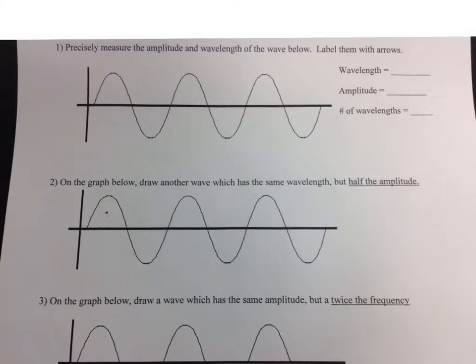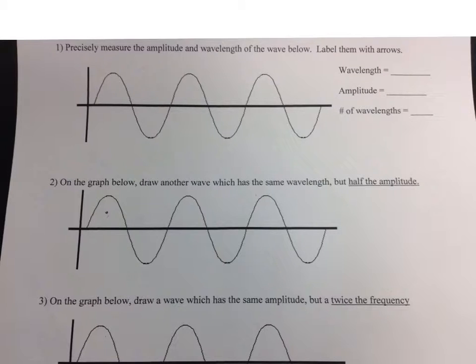Okay, so you were given an opportunity to take a look at these different graphs, and based on the question, to answer with your partner. And then you were given an opportunity to go to different types of waves and answer those as well. I'm going to answer these for you, and I'll post them hopefully tonight if you still have any questions. Again, the first question said, precisely measure the amplitude and wavelength of the wave below and label them with arrows.